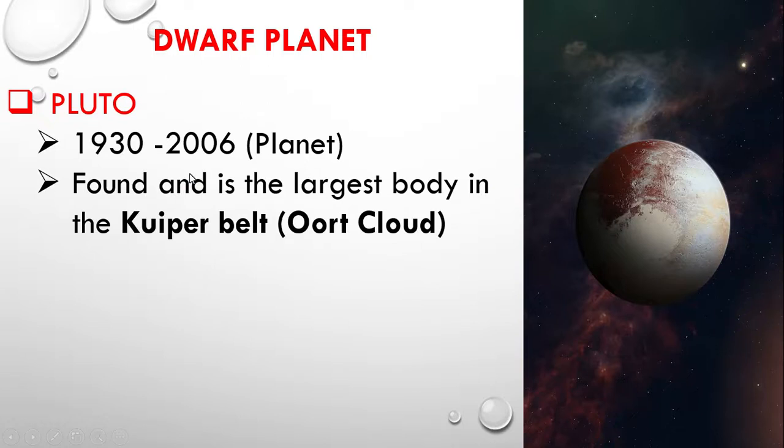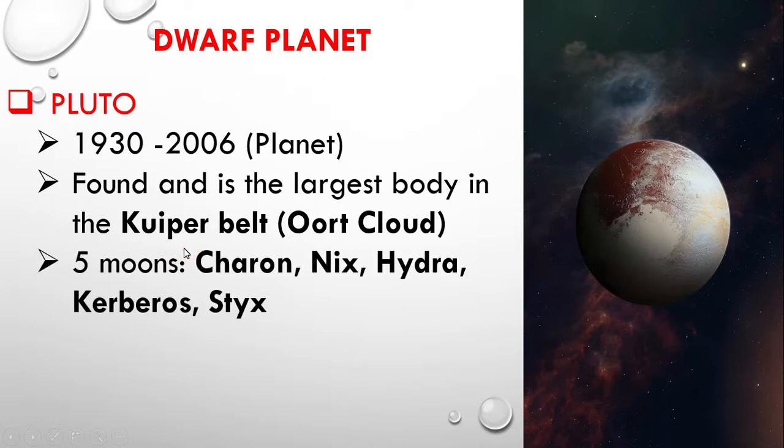Okay, so Pluto is found and is the largest body in the Kuiper Belt or the Oort cloud. It is a belt of asteroids and other dwarf planets outside the solar system. Pluto has 5 moons: Charon, Nix, Hydra, Kerberos, and Styx. Pluto has a highly elliptical orbit around the sun.